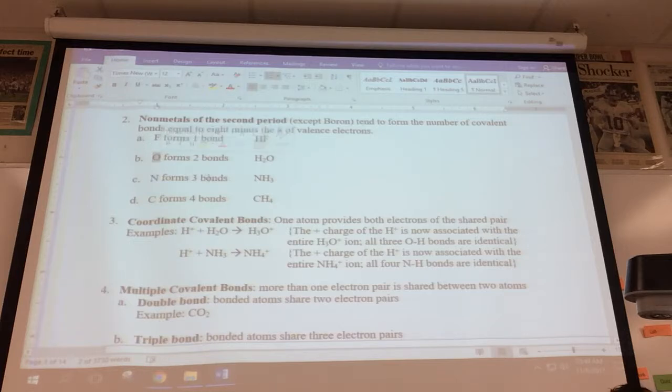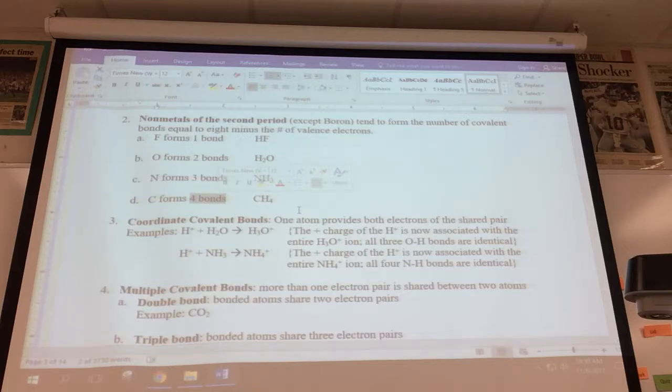Oxygen's in group 16, how many valence electrons? 8 minus 6 is? And oxygen typically forms 2 bonds, 2 lone pairs. Nitrogen is in group 15. 8 minus 5 is 3. Nitrogen typically forms 3 bonds, 1 lone pair. Carbon's in group 14. 8 minus 4 is 4. Carbon forms 4 bonds, typically no lone pairs. Carbon monoxide's an exception. We'll take a look at that one.